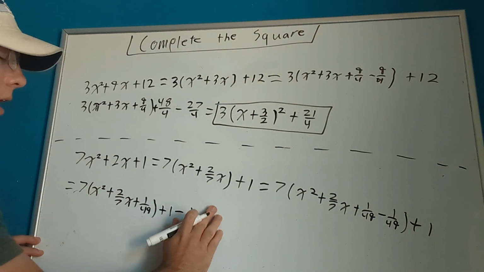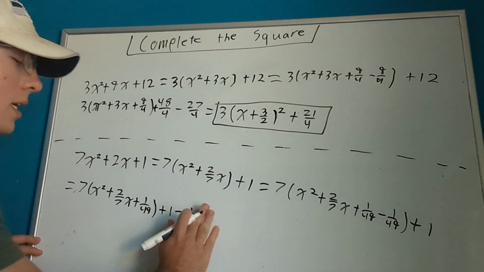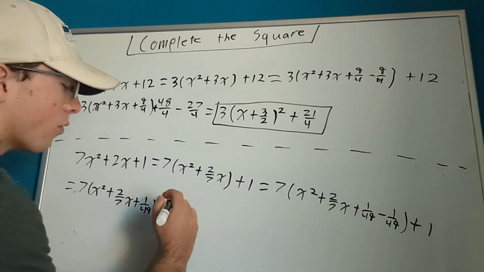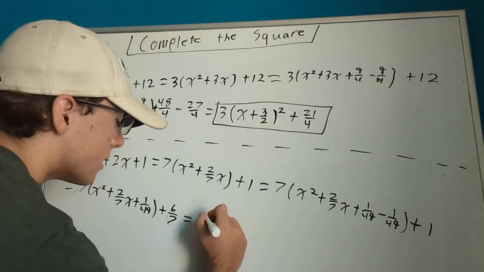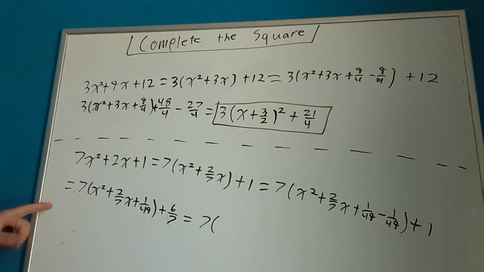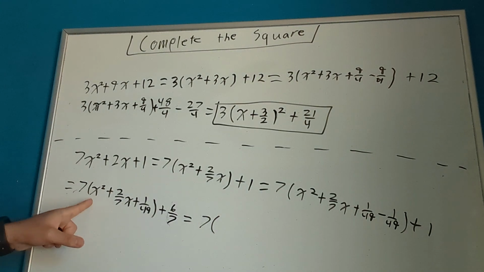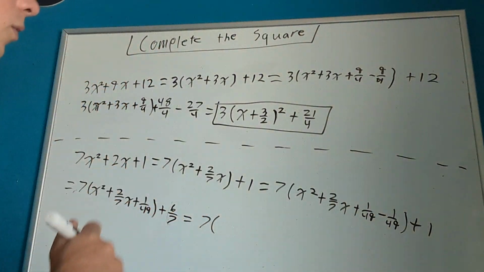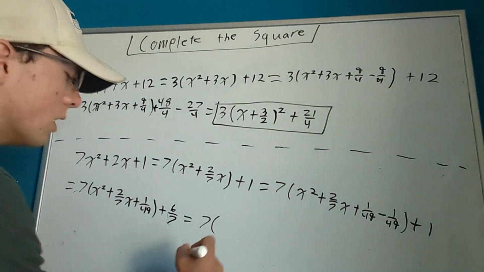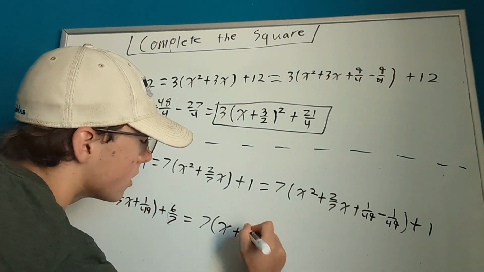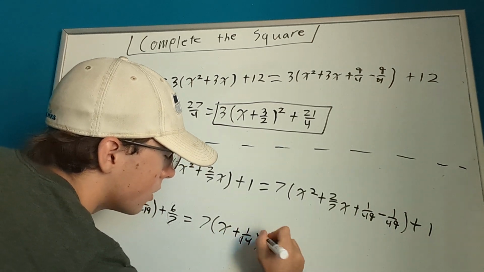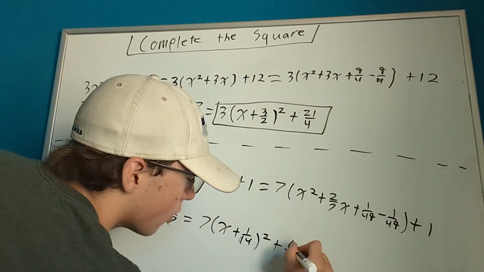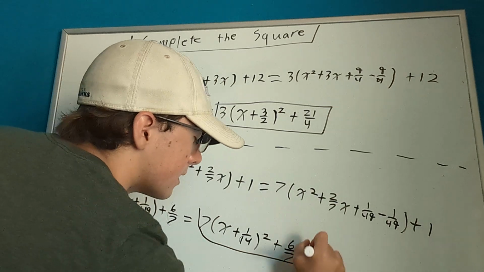And from here, let's just do that real quick. 1 minus 1 over 7 is 6 over 7. 6 over 7. Then 7, and now we have our perfect square here. And once again, all we need is divide this by 2. 2 over 7 divided by 2, as we showed before, is 1 over 14. So we get x plus 1 over 14 squared plus 6 over 7. And that is our answer.